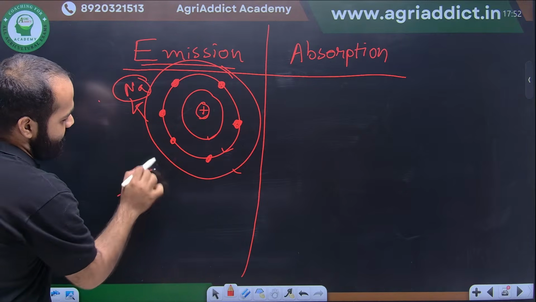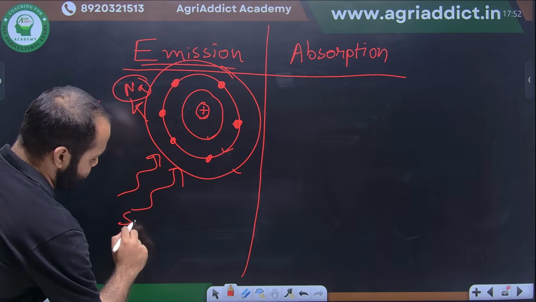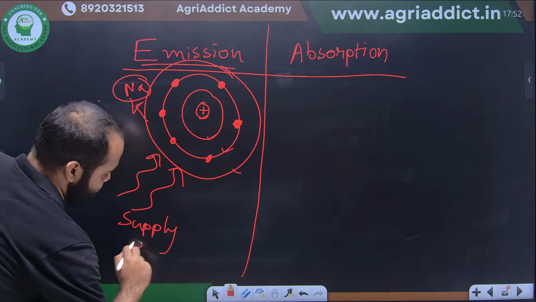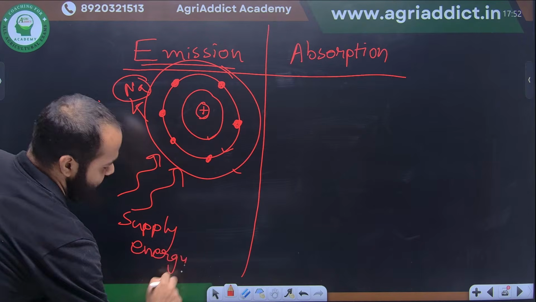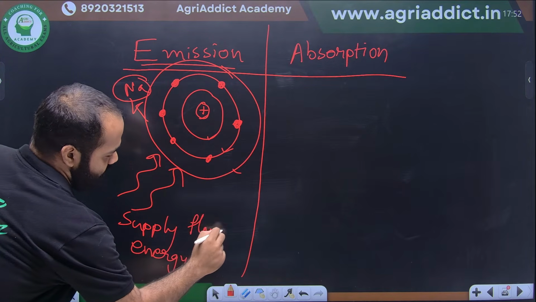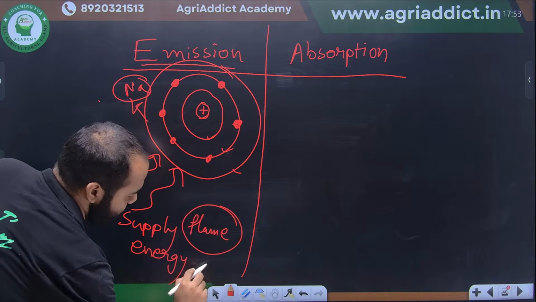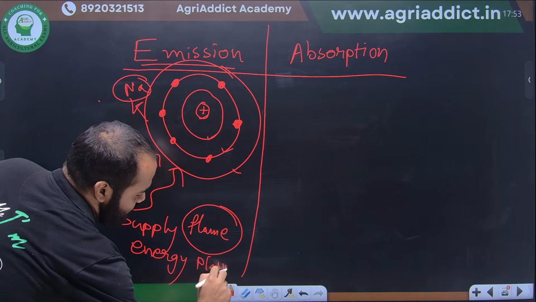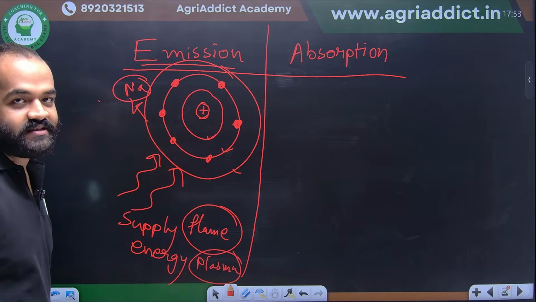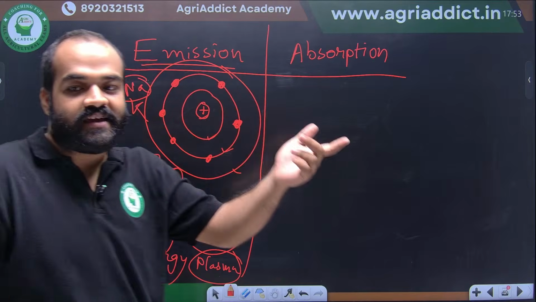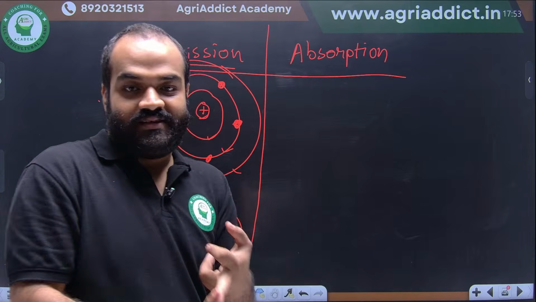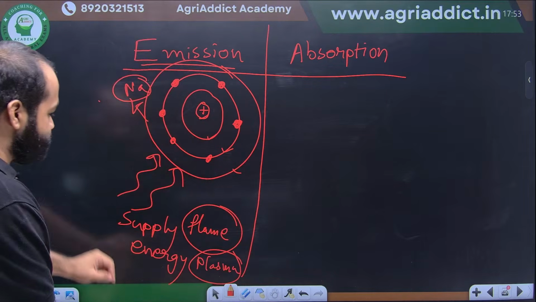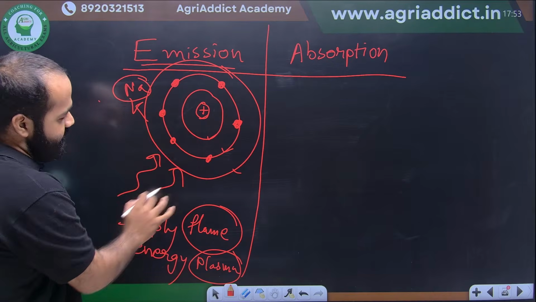Then in emission, what we do is we supply some energy by means of flame in case of flame photometer, by means of plasma in case of ICPOES. The full form of ICPOES is inductively coupled plasma emission spectroscopy. Alright, so we supplied energy from here.